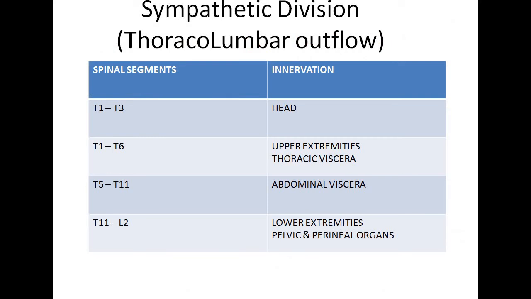The sympathetic division is also called the thoracolumbar outflow. Why? Because these innervate the thoracolumbar region, right? This is a gross classification here. The T1 to T3 spinal segments innervate the head. T1 to T6 innervate the upper extremities and the thoracic viscera. T5 to T11, abdominal viscera. T11 to L2 and sometimes L3 also, the lower extremities, pelvic and the perineal organs, right? Because the thoracolumbar region is involved, it is also called thoracolumbar division, thoracolumbar system, sympathetic system, or the fight or flight system, right?